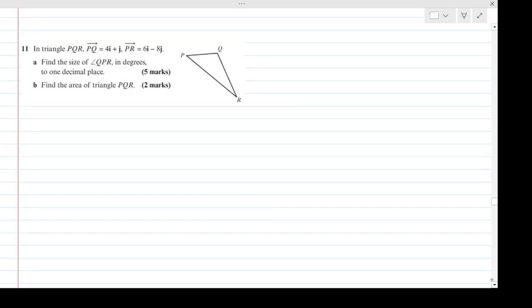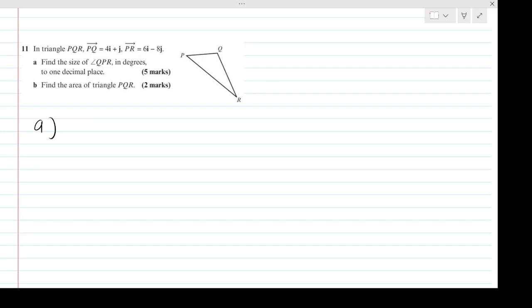So we are given a triangle PQR, where PQ is 4i + j and PR is 6i minus 8j. It asks us to find the size of angle QPR in degrees to one decimal place, firstly, and then the area. So what on earth has this triangle got to do with it? How can I find size and area when I've got vectors right up the sides? What am I doing here?